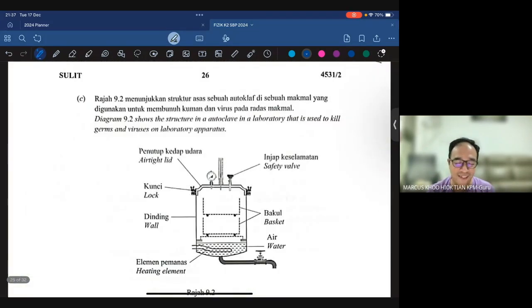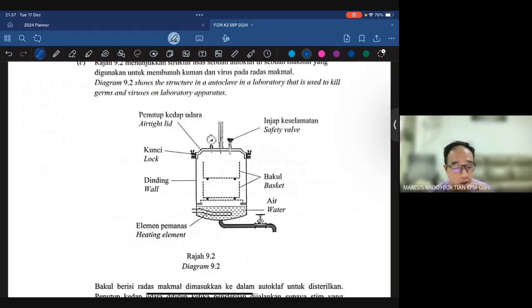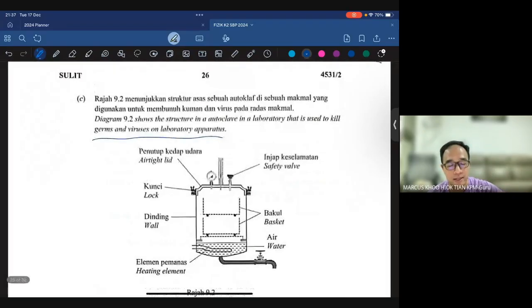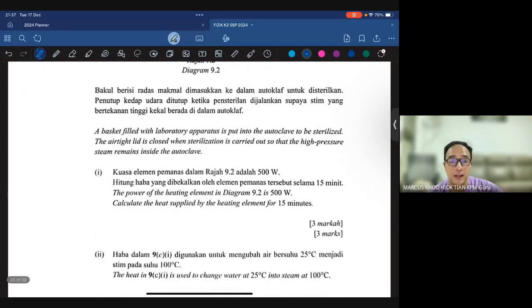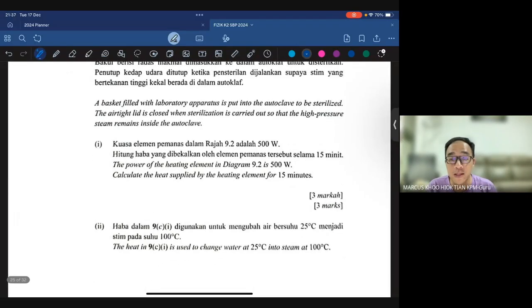Okay, an autoclave in a laboratory is used to kill germs, and this is basically a pressure cooker, just like normal. Is Haidar still here? So the basket filled with laboratory apparatus is put into the autoclave to be sterilized. The airtight lid, etc., etc.